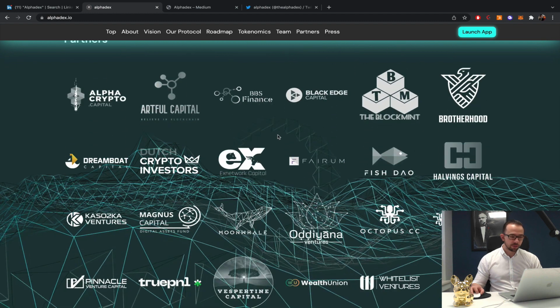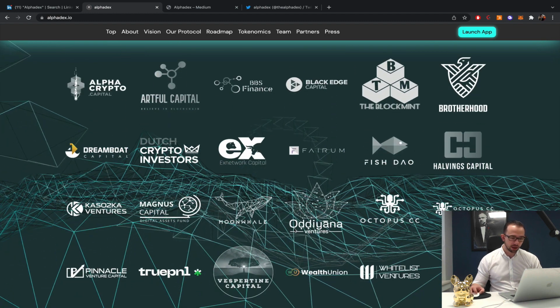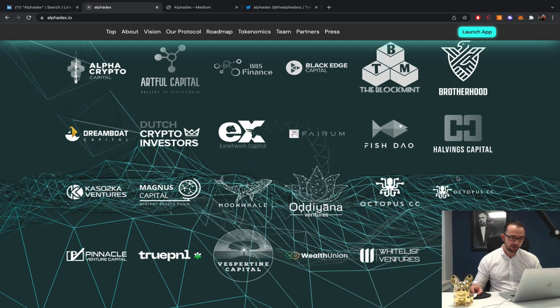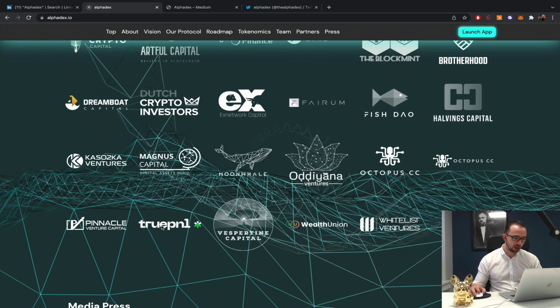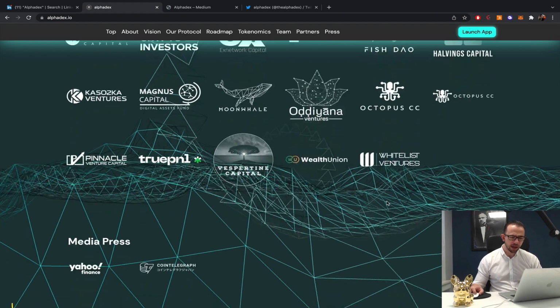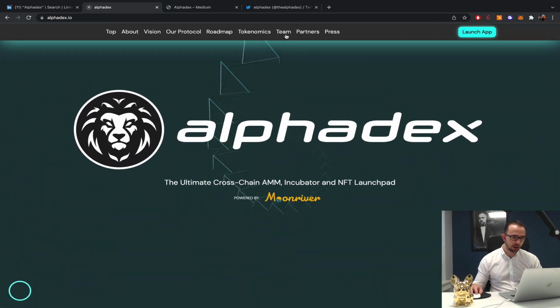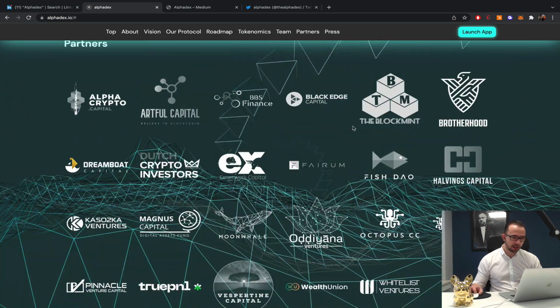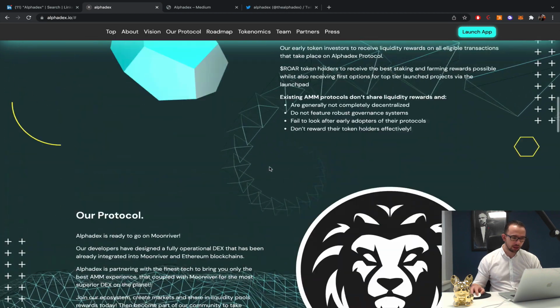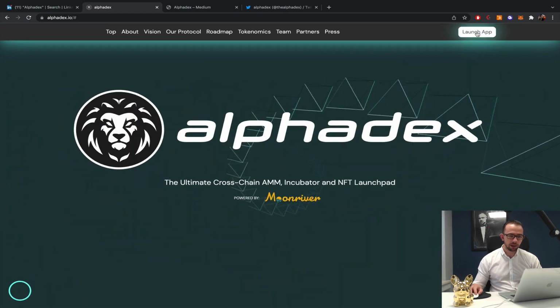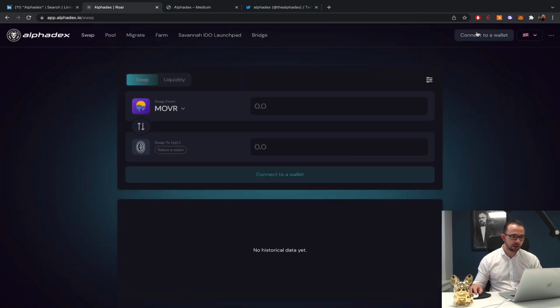Anyway, moving on. They have Dutch crypto investors on board. They have Adinyana. They have Halvings Capital, Moonwell, True P&L. I think they also launched an Ignition launchpad, so we'll definitely see that as well. But that's basically the entire overview that we have presented here. So far it makes sense. The team is just a little strange.